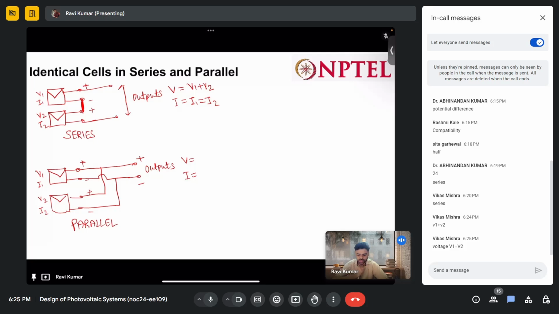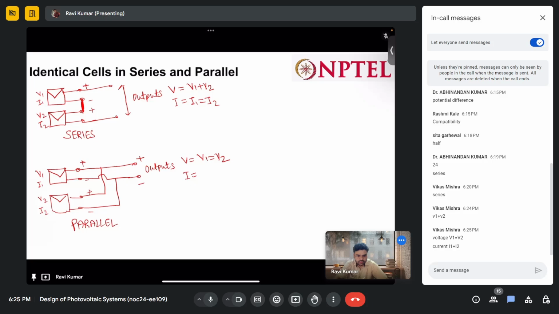V1 equals V2, and current will add up, I1 plus I2. So this is the basic thing, connecting cells in series and parallel while cells are identical. Identical means the voltage and current are the same.